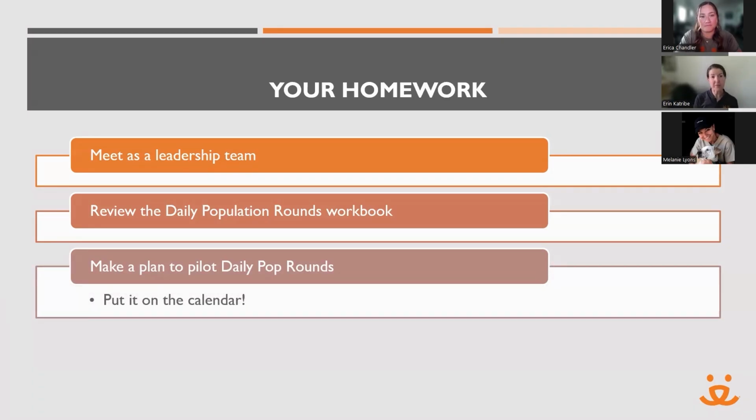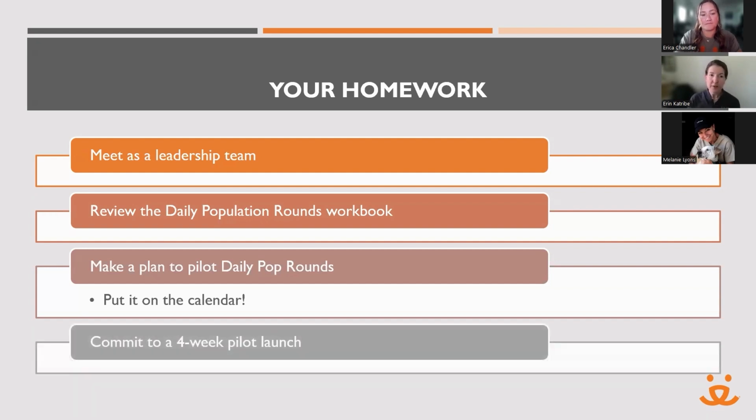It is a big time commitment in the beginning because it is clunky, because your action item list is going to be so long, but make the commitment, put it on the calendar. And we recommend that you commit to a 4-week pilot launch. This gives you the opportunity to troubleshoot and to get better and better at it. And so, like I said, this is for all of you that are here today, this is your homework. Look through that workbook and commit to that.